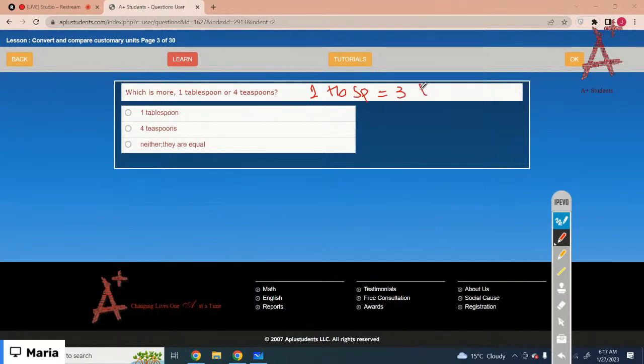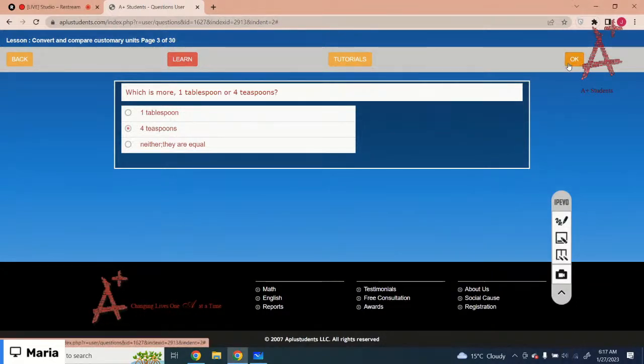1 tablespoon equals 3 teaspoons. Got it? So which is more? You have to compare 3 teaspoons and 4 teaspoons. So which is more? 4 teaspoons is more. Got it? So the correct option is 4 teaspoons. So 4 teaspoons is more than 3 teaspoons. Got it?